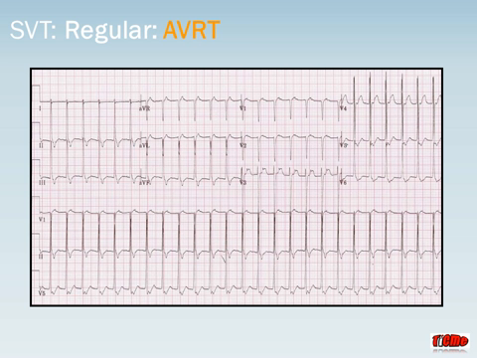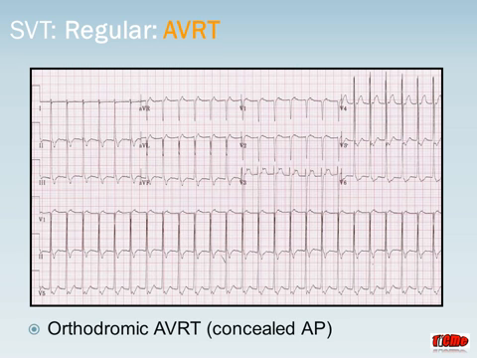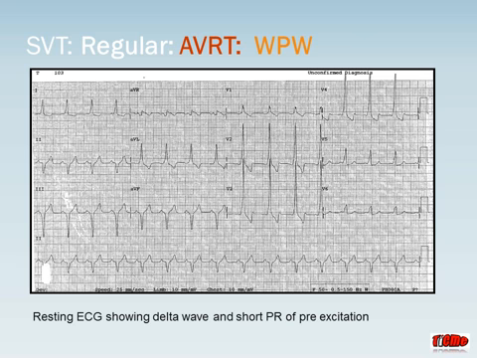Now, the person that this ECG came from in sinus rhythm didn't have any ventricular pre-excitation. That means that you cannot tell that they have an accessory pathway, and you only really find out at EP studies. So this is orthodromic AVRT with a concealed accessory pathway.